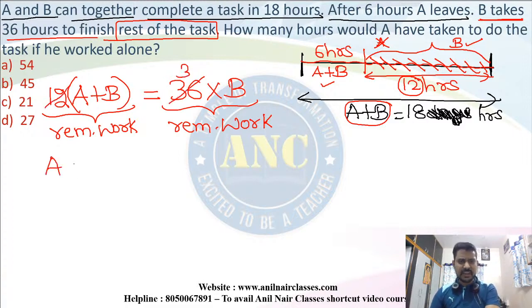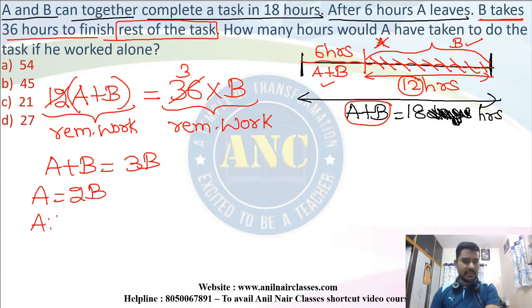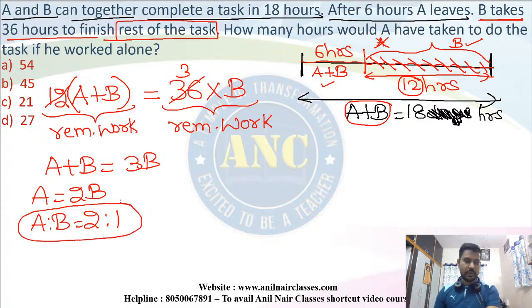So left hand side is A plus B, right hand side is 3B. So A is equal to 2B, right? A is equal to 2B, or A divided by B is 2 divided by 1. A is to B is 2 is to 1. So that means from the ratio we can say that A's capacity is 2 units per day, B's capacity is 1 unit per day. Now see here, think again logically.